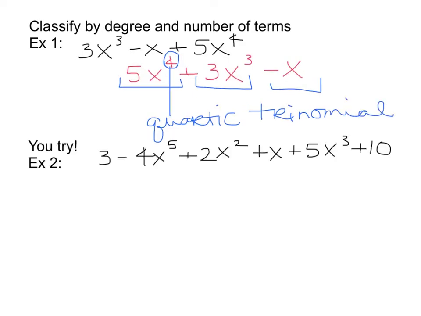Press pause, and I want you guys to try 3 minus 4x to the 5th plus 2x squared plus x plus 5x cubed plus 10. Again, we are going to classify it by its degree and how many terms it has.